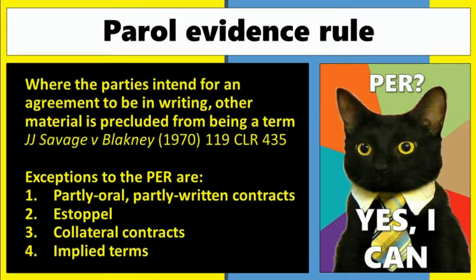As mentioned, as an exception to the parol evidence rule, contracts that aren't intended to be solely enshrined in writing, that contain a combination of written and oral statements, don't fall under this umbrella of the parol evidence rule. Similarly, statements that are made can still have some form of legal effect. We'll look later at estoppel and also at this idea of collateral contracts, where a person is making a representation to induce the other party into a contract.